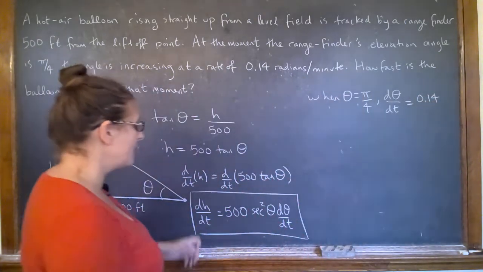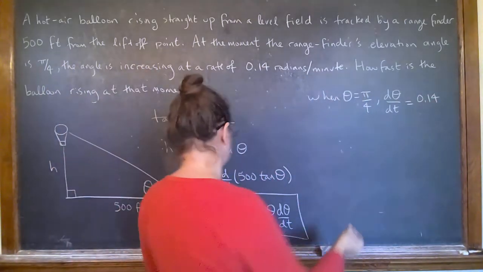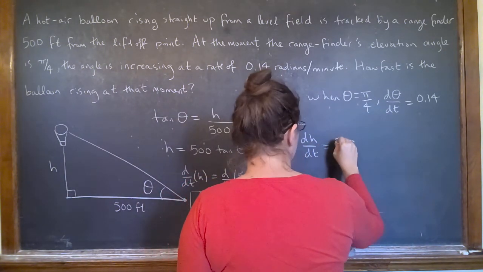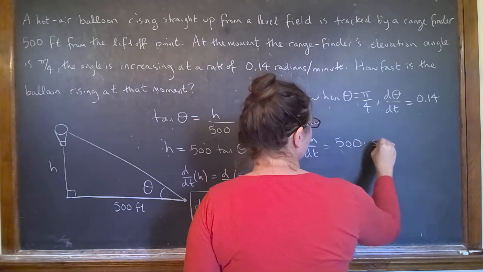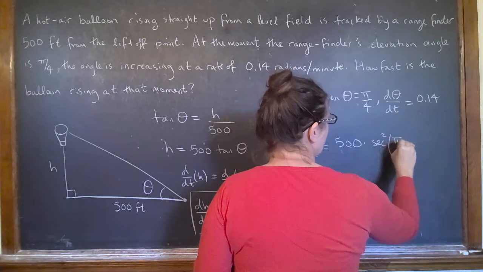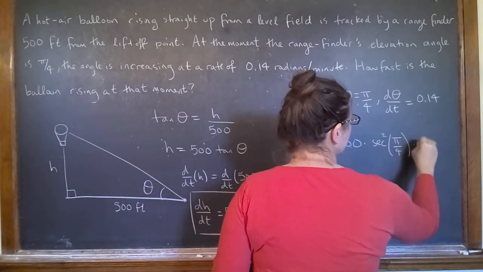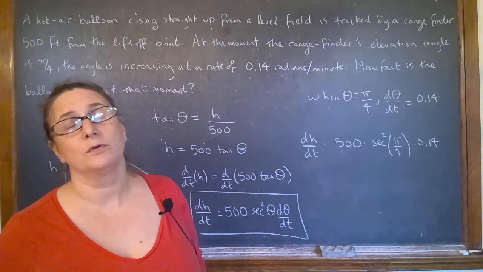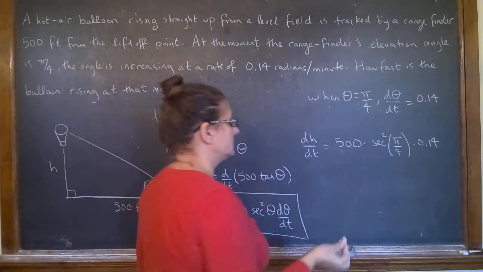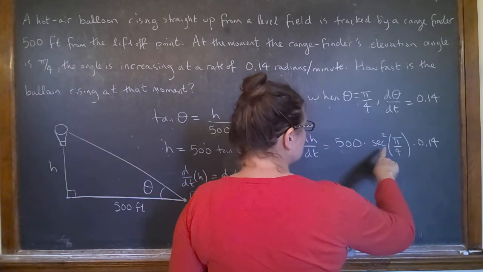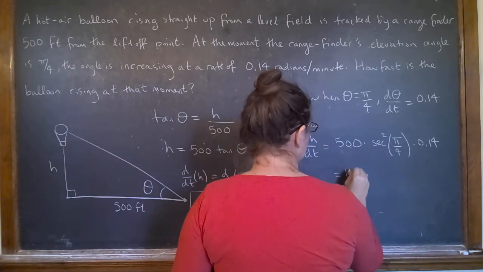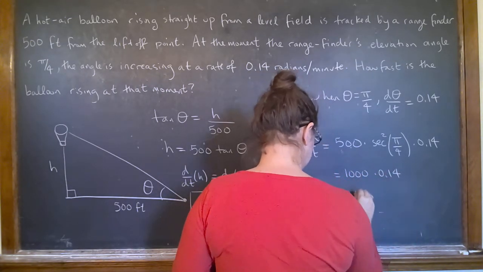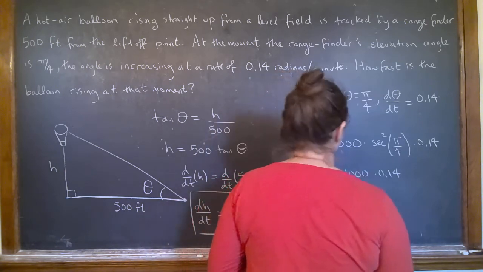Okay, so then I can solve for dh dt. I can put those numbers in there. dh dt is 500 times secant squared of pi over 4 times 0.14. Okay, so secant of pi over 4 is root 2, because it's 1 over cosine, so the square is going to be 2. So this is 1,000 times 0.14. So this is 140. Now, it's 140 what, right?